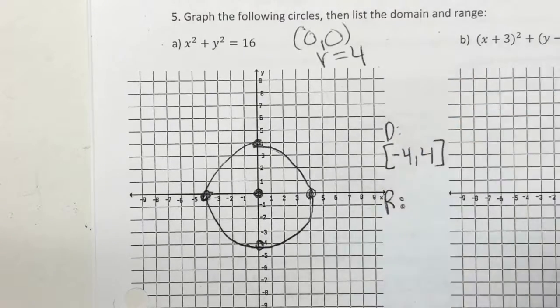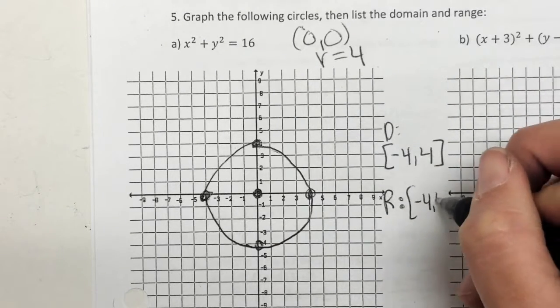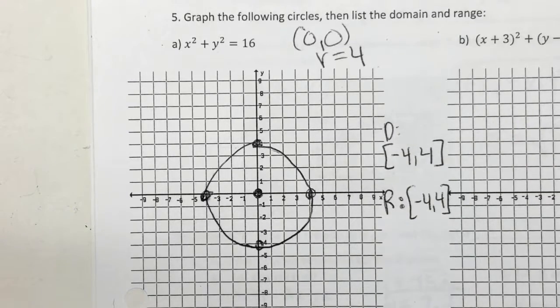What about the range? For the range, it's talking about y values. So how low does your graph go? -4. And how high? 4. That's it. And these will always be brackets because you're always going to be including those endpoints. There's not going to be any holes or open circles that you have to worry about.